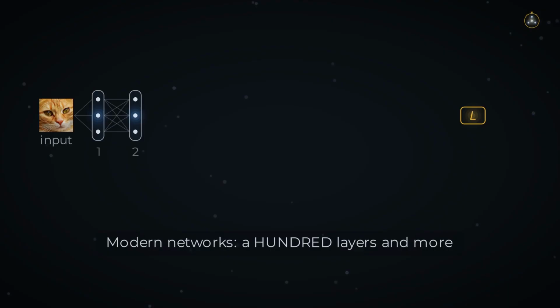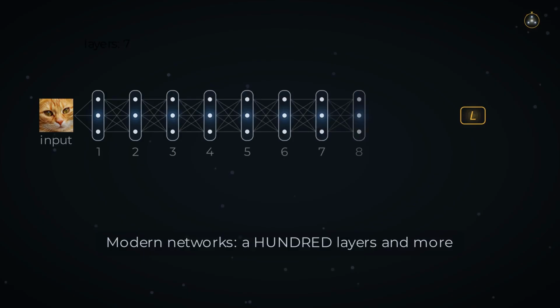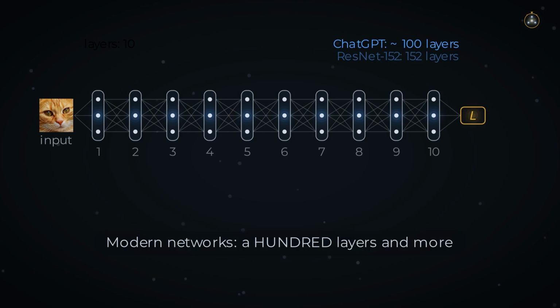Our cat network had just 2 layers. Modern networks stack far more. Watch the layer counter climb. The networks behind ChatGPT run about 100 deep. Some image networks pass 150. More layers, richer features, so deeper should mean better.